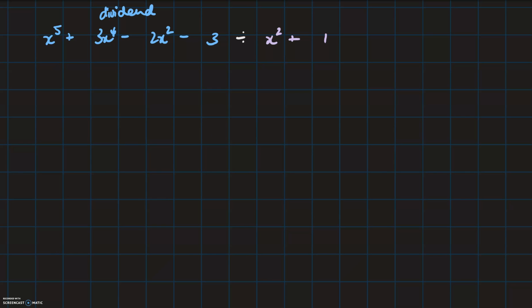Okay, let's check the divisor. So my divisor is the polynomial that I'm dividing by. So let's have a look. x squared. Oh, no x term. So I need to leave a gap for the x term, and I've just got 1 at the end. Okay, cool. So let's write this out.